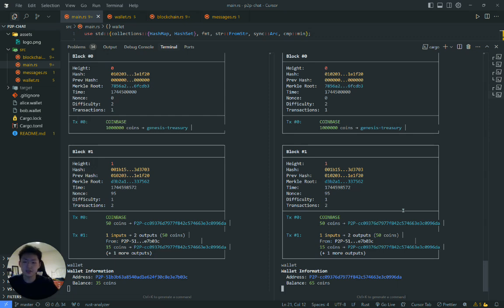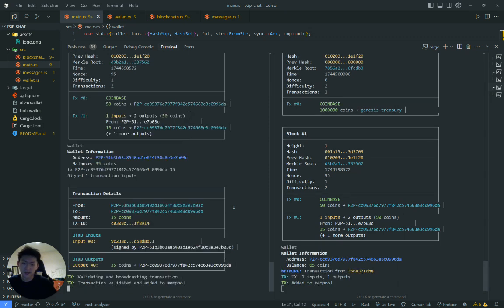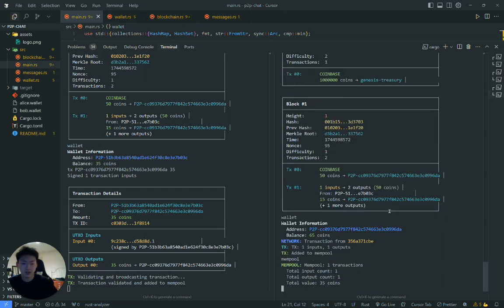Let's examine the classic double spending problem that Satoshi Nakamoto was trying to solve in his original Bitcoin white paper. From Alice's node, we're going to initiate a transaction of 35 coins to Bob. That transaction object has been created, broadcast and stored in the memory pool, and we can check that. And that is in fact there.